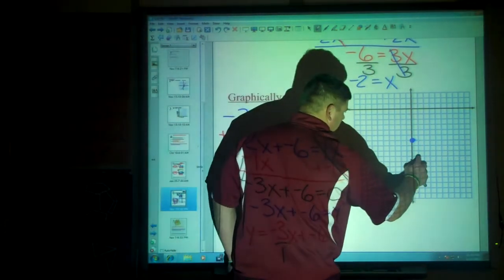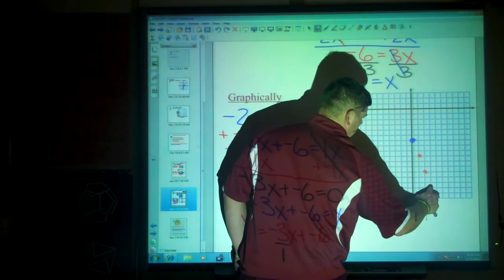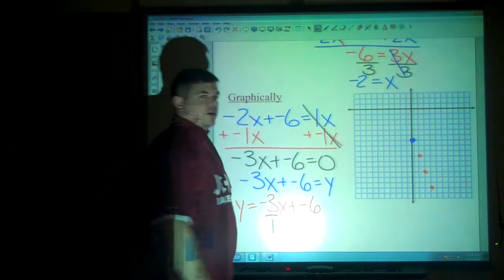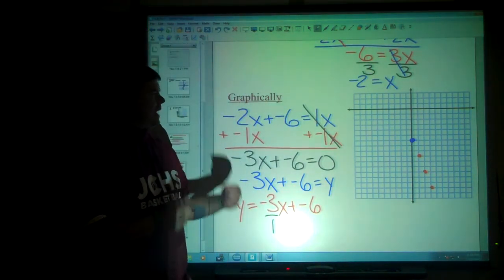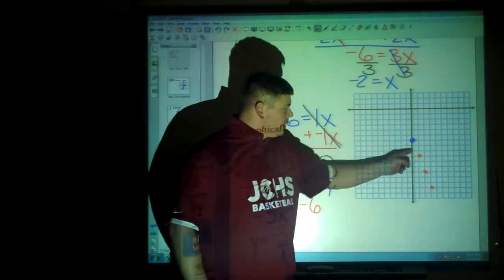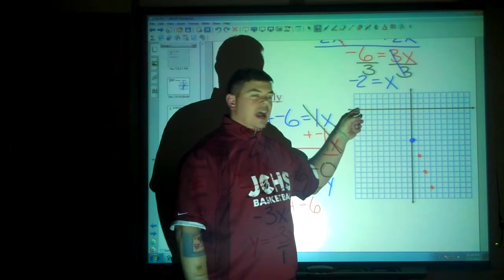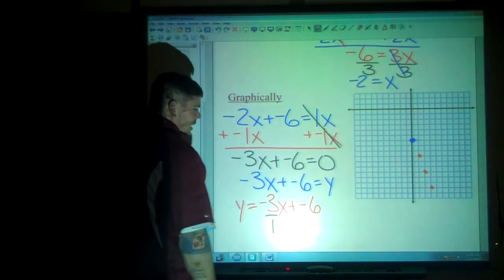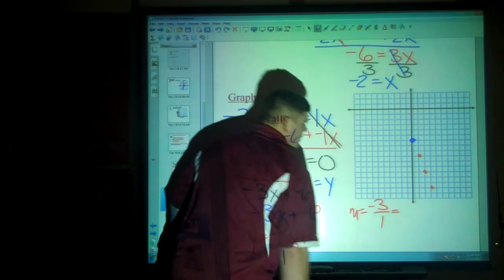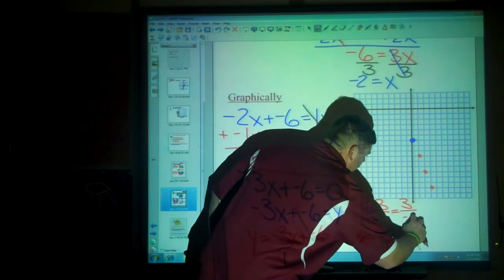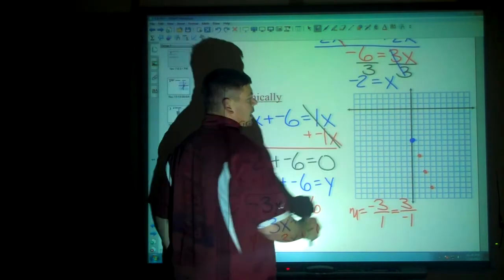Now, if I go down 3 and right 1, I can do this as long as I want. The problem is, I'm supposed to be trying to solve this with a graph, which means I'm looking for where it crosses the x-axis. And if I go down and right, down and right, down and right, I get further and further from my x-axis. So I have to remember that if my slope is negative 3 over 1, that is exactly the same as positive 3 over negative 1. So I can go up 3 as long as I go left 1.